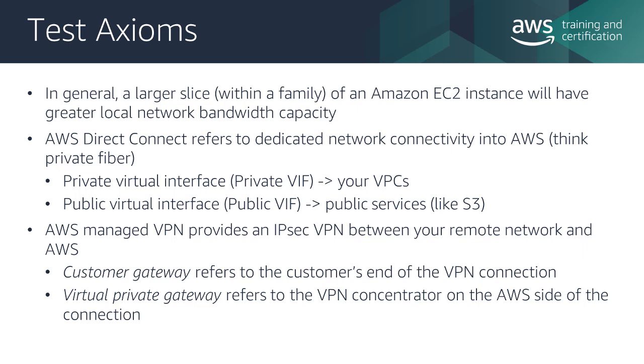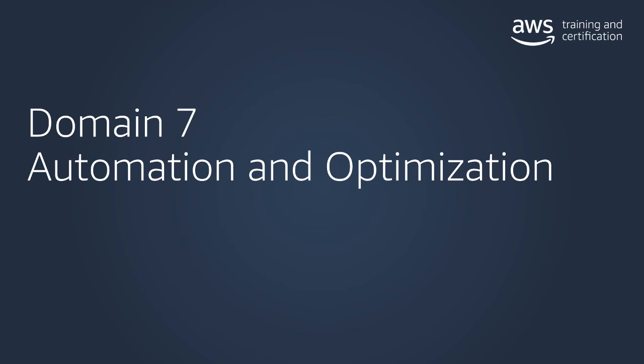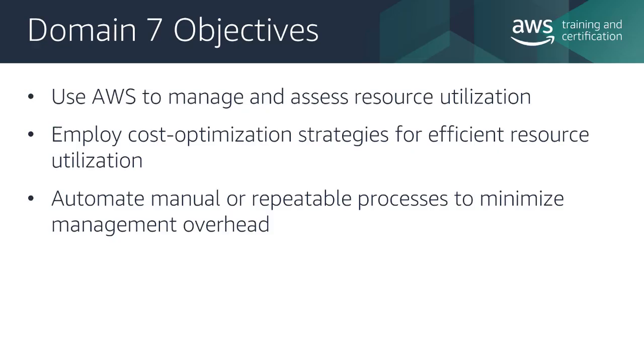That's it for networking. Let's take a look at domain number 7, automation, optimization. So for domain number 7, in this case, how are you going to use AWS to manage and then assess resource utilization?